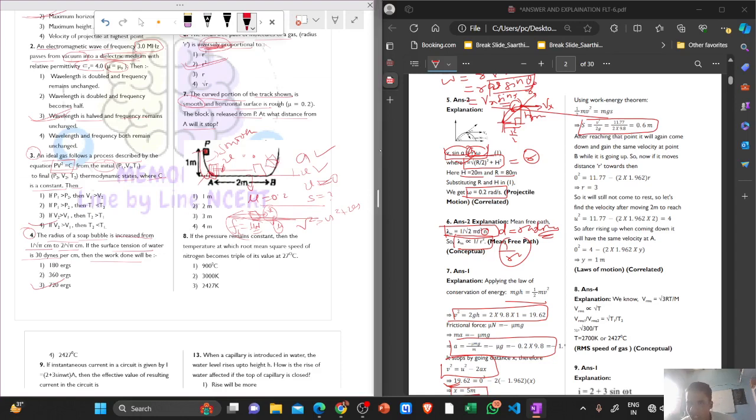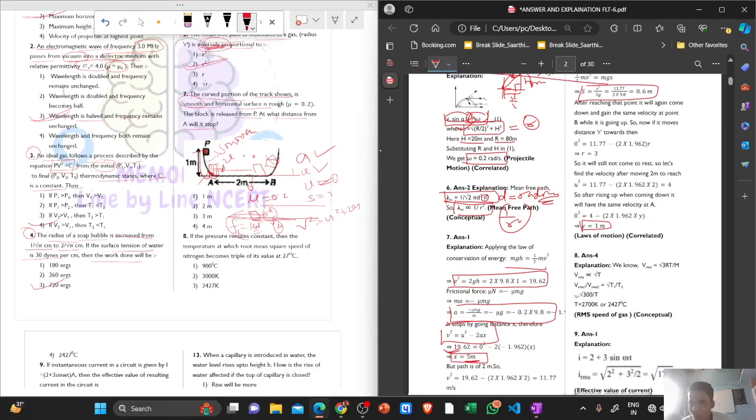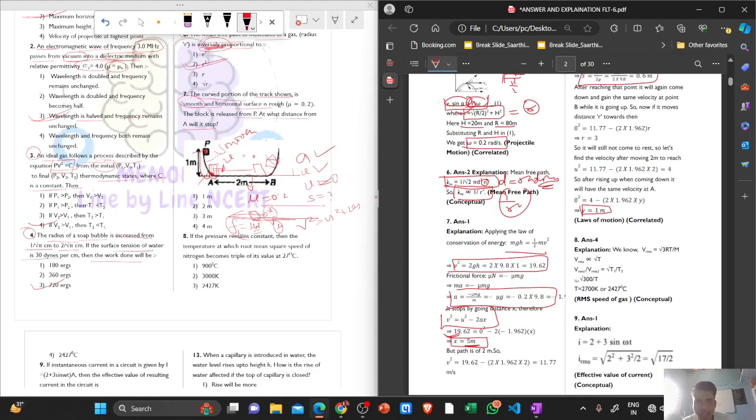So after calculating the length of the path, we get y is equal to 1 meter. So the correct answer is y equal to 1 meter. It is asking you at what distance from A it will stop. It will stop here at the coordinate of y equals to 1 meter. It will be the correct answer.